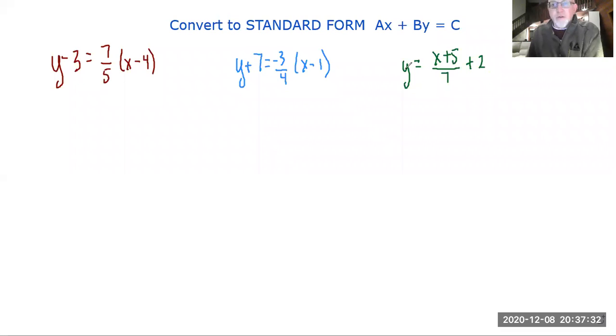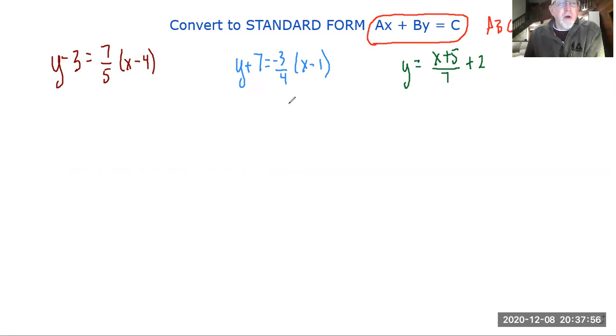Okay, this video is specifically about converting to standard form. Standard form is when the equation is in the form ax plus by equals c, where a, b, and c are all integers, no fractions allowed, okay? So let's start with the first one. We'll do a few different examples.